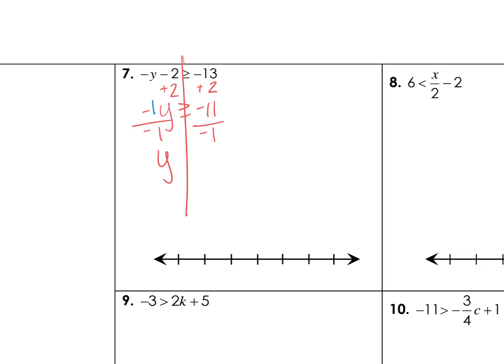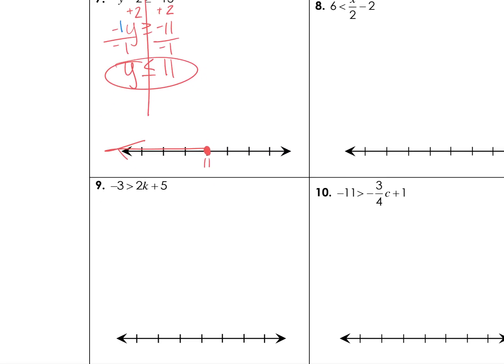I'm writing my inequality. I'm asking myself, did I multiply or divide? Yes. Was it a negative? Yes. Flip it. Negative 11 divided by negative 1 would leave me with positive 11. Throw it on the graph at 11. It's or equal to, so I fill it in. And then y is less than, smaller than, or equal to 11, so we're going to the left.